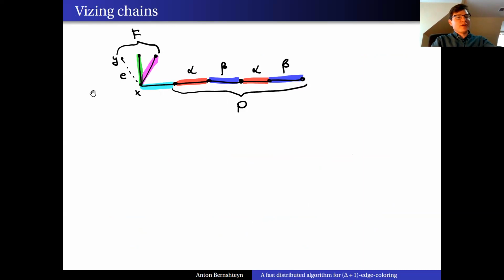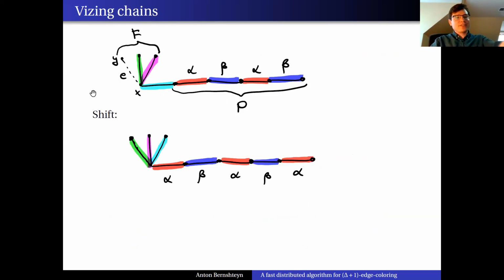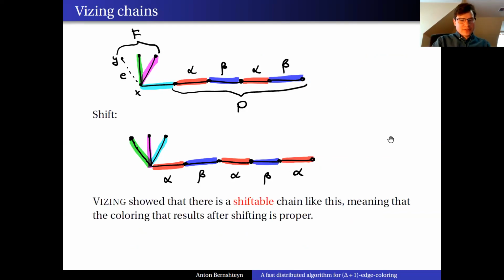With Vizing chains, one always does this in the same way. One shifts the colors, so every color moves to the left in this picture that I've drawn. The fan rotates and the alternating path moves, and then the last edge gets colored with the remaining color. Again, Vizing showed that there is a shiftable chain like this, where the word shiftable means that the coloring that results after the shifting operation is a proper coloring, and hence the original chain was augmenting.